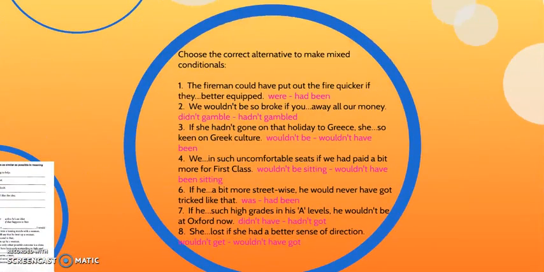Excellent. Now, here's a tiny exercise just to check that you understood the difference between third type and mixed type conditional. You have a number of sentences, 8 sentences, and 2 alternatives. One will give you a third type conditional and the other will give you a mixed type conditional. You have to choose the alternative to make the latter, okay, to make mixed type conditionals. We will check this in class to discuss the difference between one and the other.